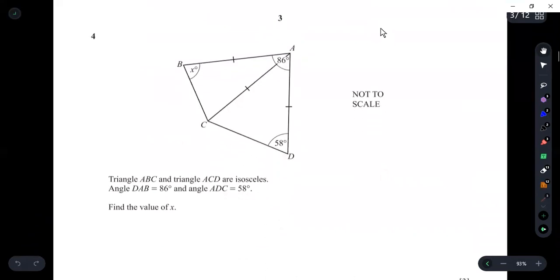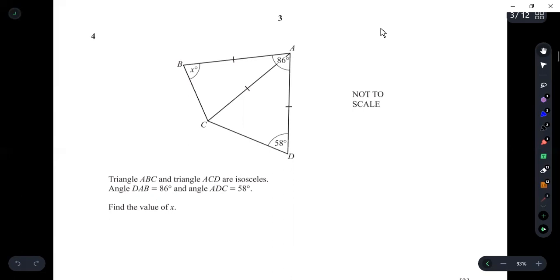Question number 4. We need to note first that this diagram is not to scale, so we can't just read the information from the diagram. We can't measure anything. We have to calculate using the properties. Triangle ABC and triangle ACD are isosceles triangles. ABC is isosceles, marked with 2 sides equal, and these 2 sides are equal.